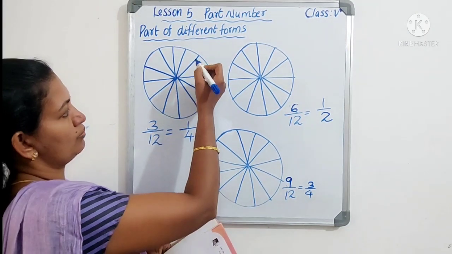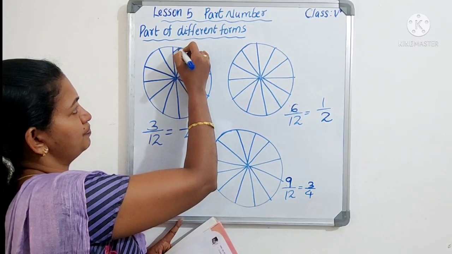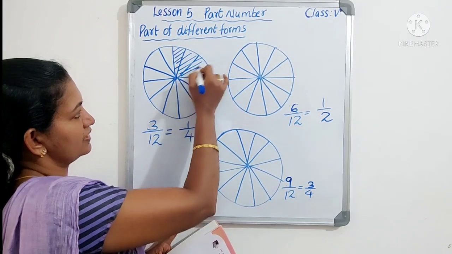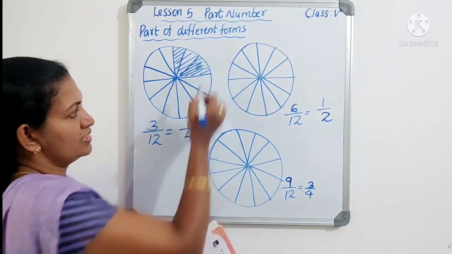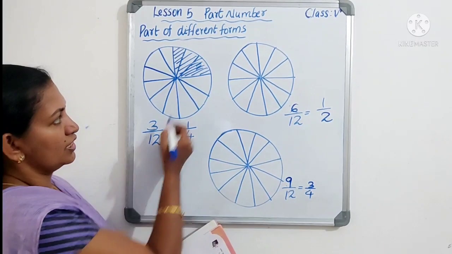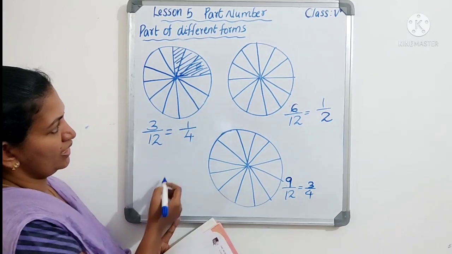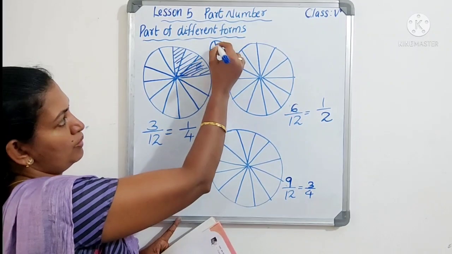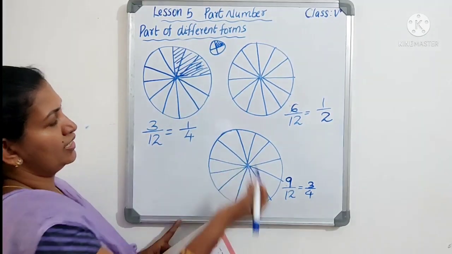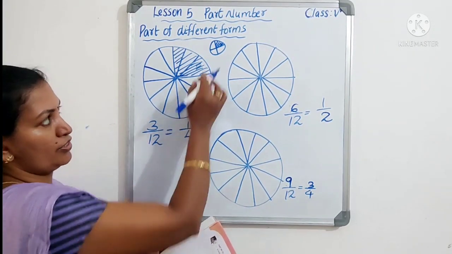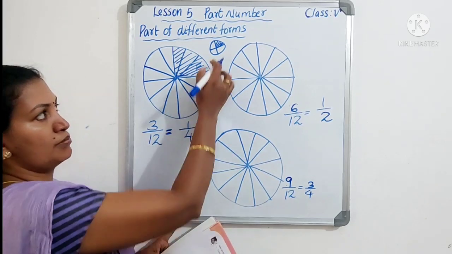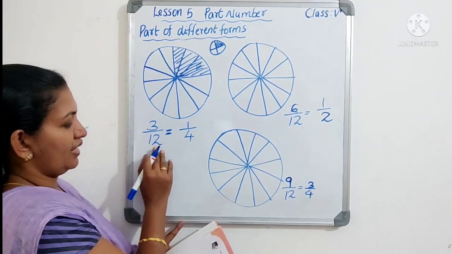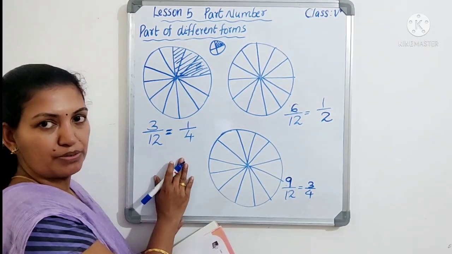So for 3 by 12, only 3 columns are shaded. So total 12 equal parts, 3 columns. Now I shaded 3 parts. So 3 by 12 is the shaded part of the circle. 1 by 4 is 4 equal parts with 1 shaded. 3 by 12 and 1 by 4 both are the same. So we can write 3 by 12 is equal to 1 by 4.